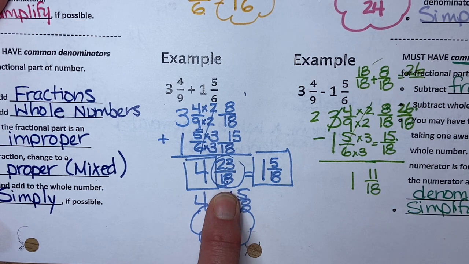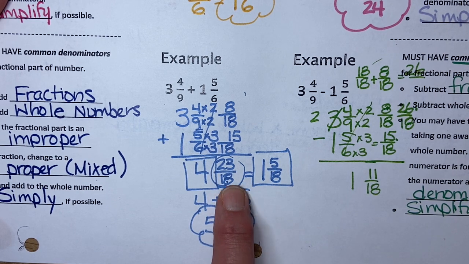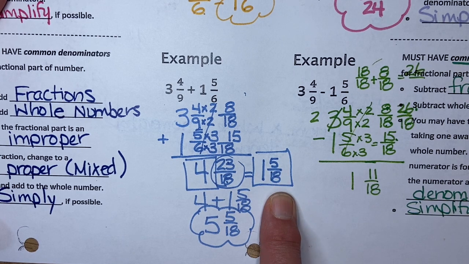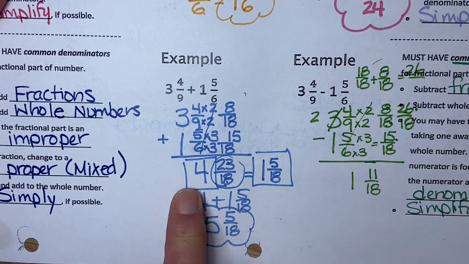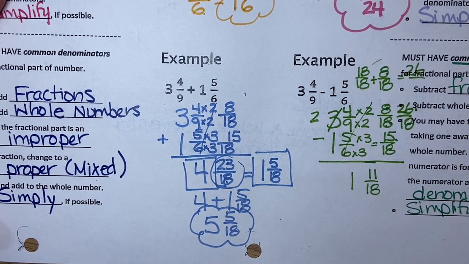Well, I can't leave that like that. So I had to change the 23/18ths back to a mixed number. I said 18 goes into 23 one whole time, and I have 5 out of 18 left over, which is 1 and 5/18ths. I add the 4 plus the 1 and 5/18ths, and I get 5 and 5/18ths.